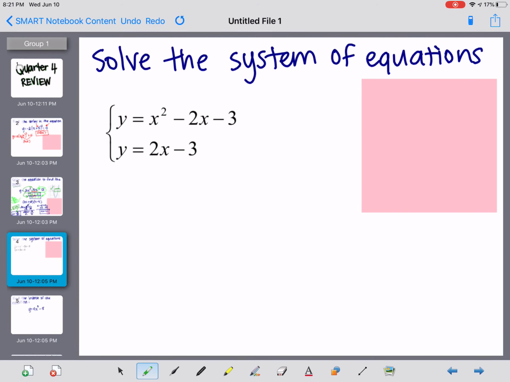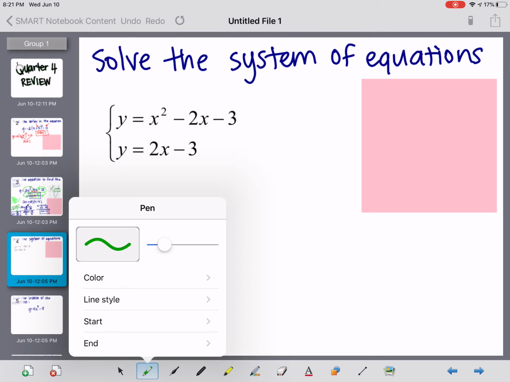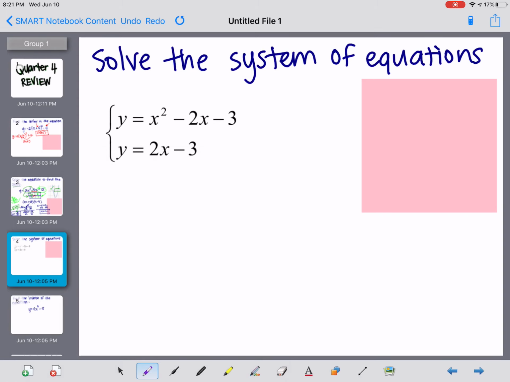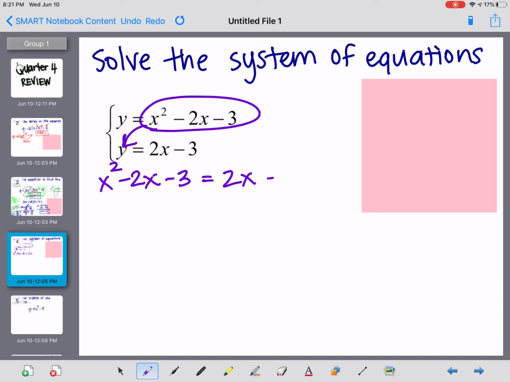All right, next one. We need to solve the system of equations. So let's solve. Remember, we can do substitution, we can do graphing. You could do elimination here, but it's not really going to get you too much. So I'm actually going to do it by doing substitution. So I'm going to take this and substitute it in there. So I have x squared minus 2x minus 3 equals 2x minus 3. Okay, so the first thing that I'm going to do here is I'm going to get this equal to 0.